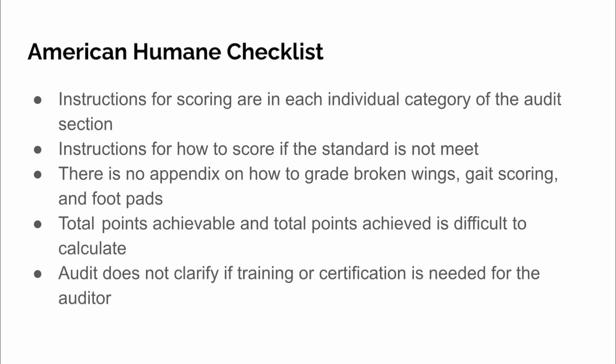And here we have the American Humane checklist. Instructions for scoring are in each individual category of the audit section. Instructions for how to score if the standard is not met. There is no index on how to grade broken wings, gait scoring, and foot pads. Total points achievable and total points achieved is difficult to calculate. Lastly, the audit does not clarify if training or certification is needed for the auditor.